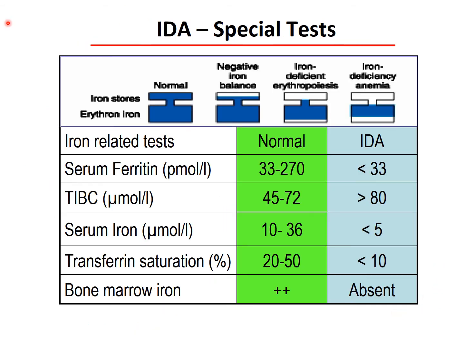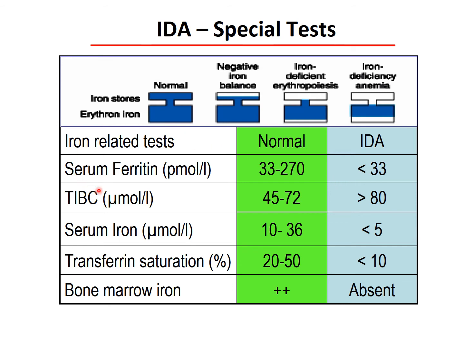Okay. Let's see some other special tests for iron deficiency. For example, the ferritin. What is the ferritin for? This is how the iron is stored in the body. The stored iron is usually reflected by the serum ferritin level. If you have any kind of iron deficiency, or a latent or pre-latent iron deficiency, the ferritin level is going to decrease. So this is the most sensitive way to detect iron deficiency.